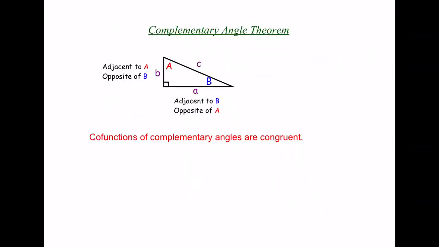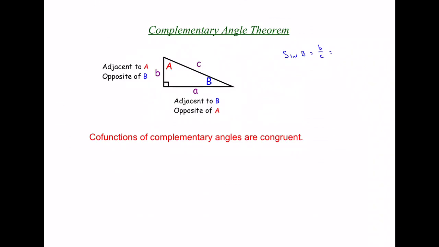So now we're going to look at the complementary angle theorem. We know complementary means two angles that add up to 90 degrees, so our two acute angles A and B will add up to 90. These side lengths are opposite or adjacent depending on which angle you're actually looking at. So what I want you to think about is if I say sine of angle B, that ratio of sine of B would be opposite, which would be B over hypotenuse C.